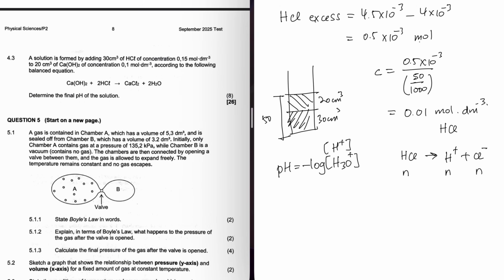And because it's in the same container, the concentration of this is going to be the concentration of that, which is going to be the concentration of that. So if we want the concentration of the H3O plus, it's going to be the same as that. So that's going to be 0.01. So pH is going to equal minus log of 0.01, and that's going to equal 2. And that's what we expected. We expected a pH that is less than 7.